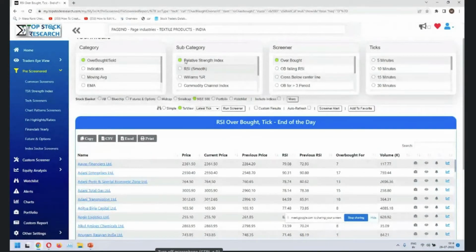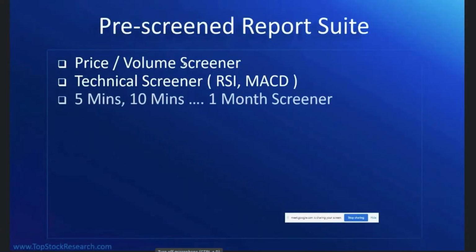So that was pretty much a high-level overview of technical screeners. Next in line here is basically ticks. We have briefly touched upon the ticks, so I won't repeat that.